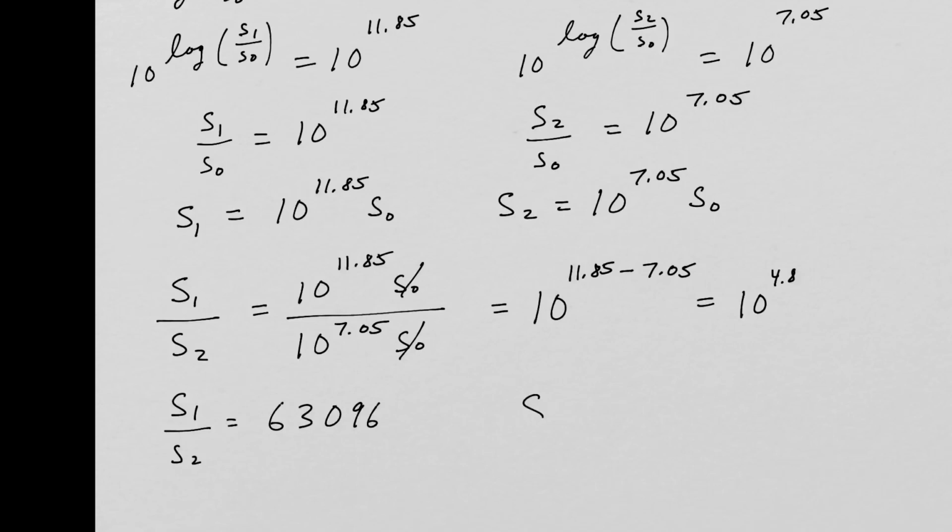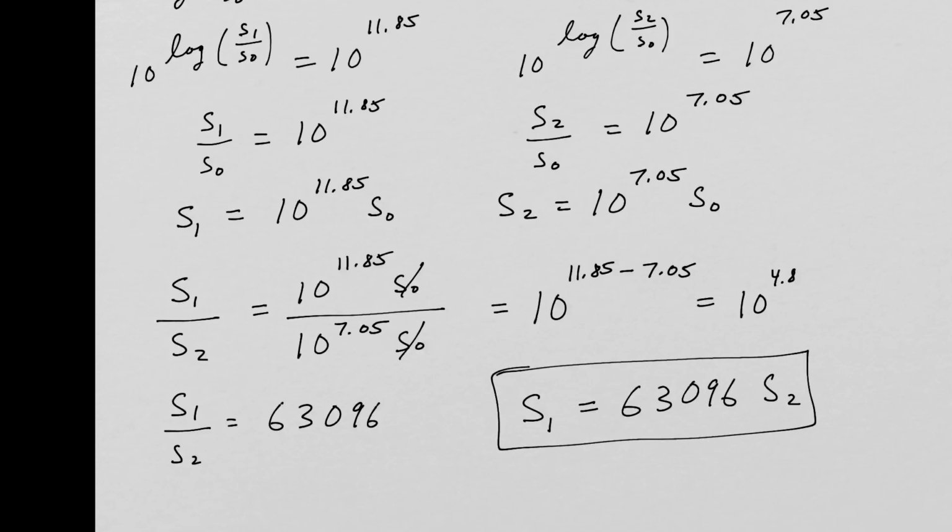So what we're saying now, actually, if you want, you can multiply both sides by S2. So I could say S1 is equal to 63,096 S2. So what that's saying is that S1, earthquake 1, is 63,096 times as strong, right? So it's 63,096 times as strong as S2.